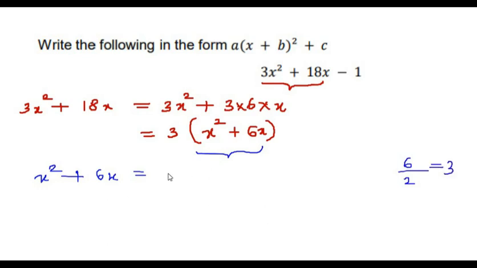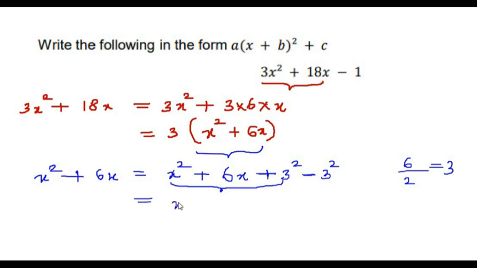So we can write it as now x square plus 6x plus 3 square and minus 3 square. Remember, the plus term needs to be written first, followed by the minus term. Always. So now what we are going to do is, we are going to combine the first 3 terms using the identities we have learned.